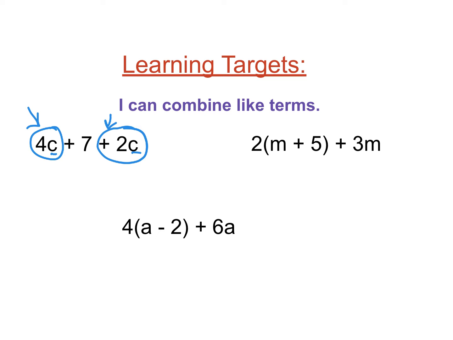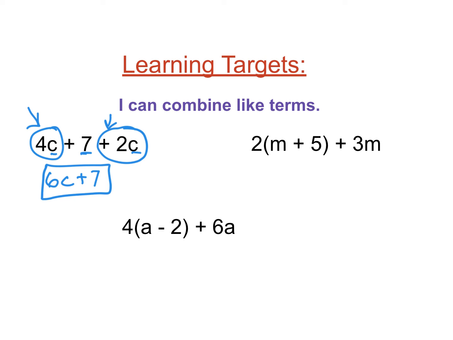If I have 4c and 2c, I think of that kind of like 4 cookies and 2 cookies. Altogether, I have 6 cookies. 4 C's and 2 C's altogether is 6 C's plus 7. 7 can't be added because it doesn't have a C on it. This is done. It's as simple as it gets. Can't get any simpler. Now the next one, we have to do the distributive property first, then combine like terms.